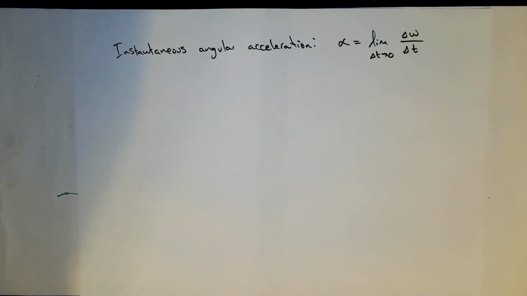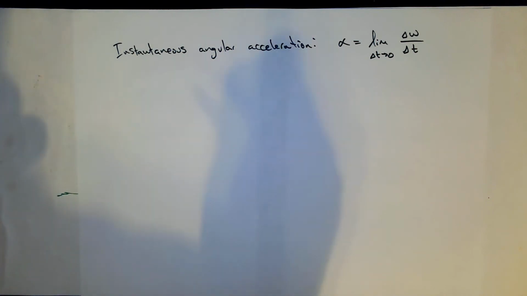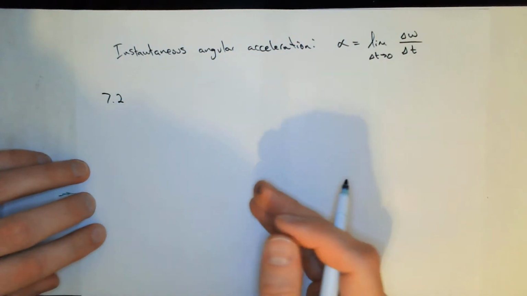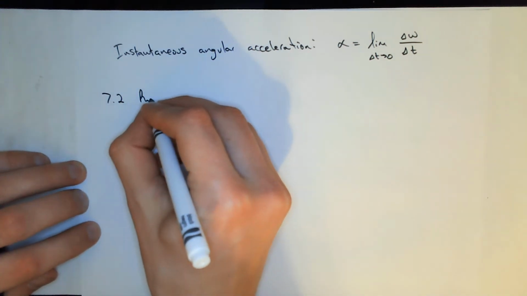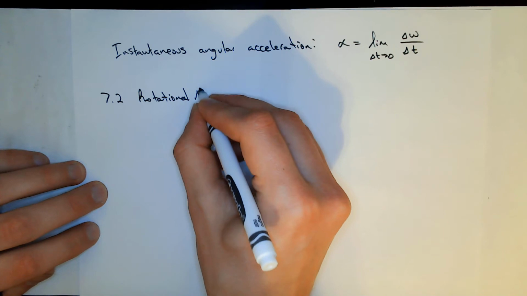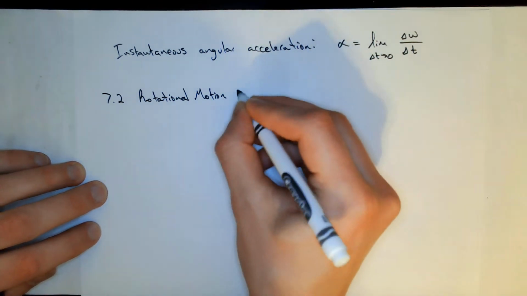Good. Now, what if we assume that the angular acceleration is constant? Well, then we will have this section, rotational motion, getting into this section.